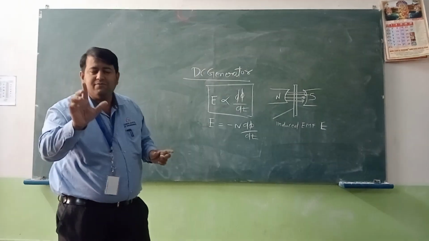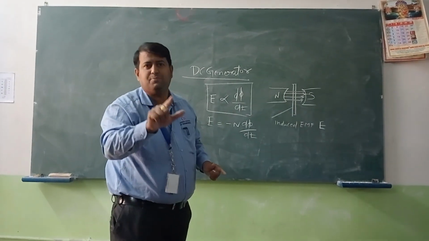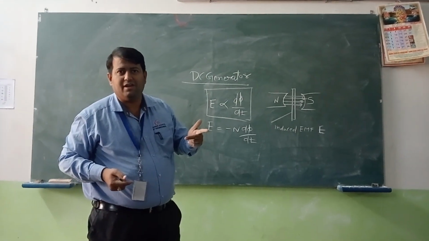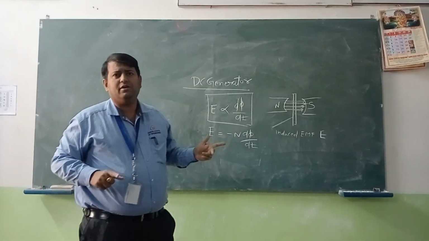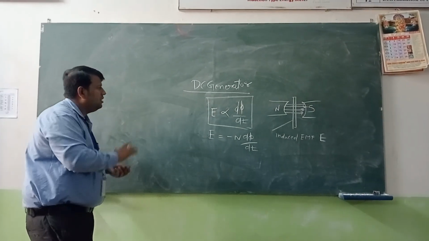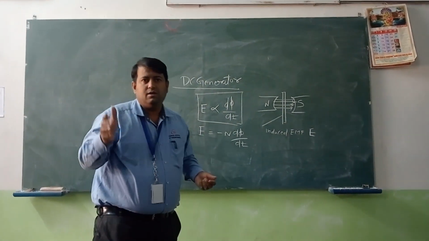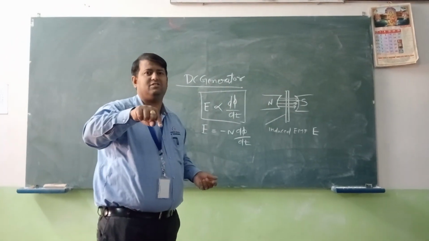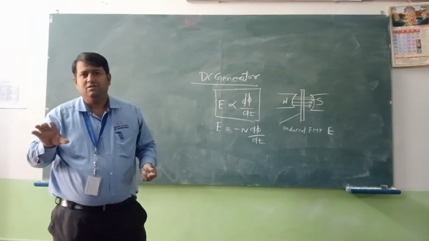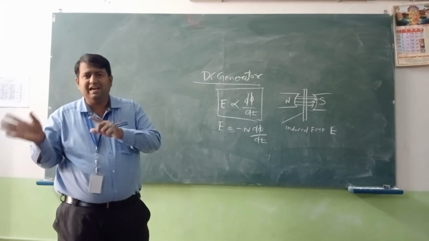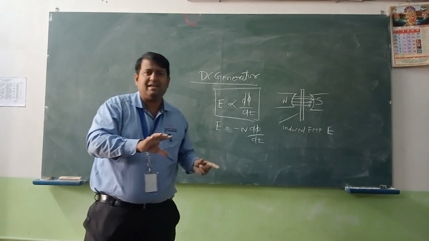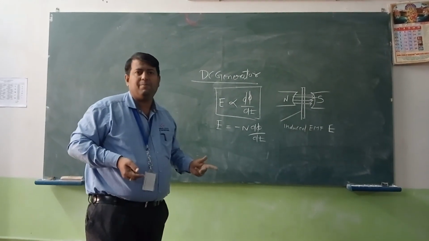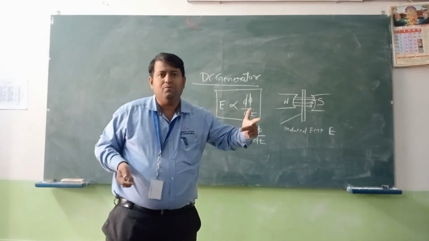And Fleming's left hand rule is based on the DC motor. So what is a DC motor? A DC motor converts electrical energy to mechanical energy, and that is based upon Fleming's left hand rule.